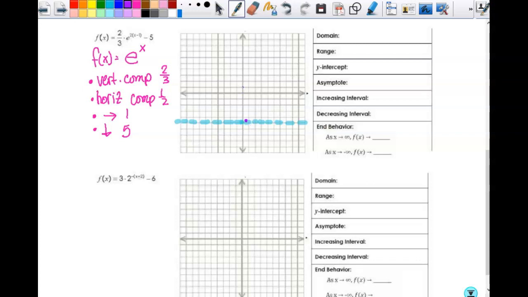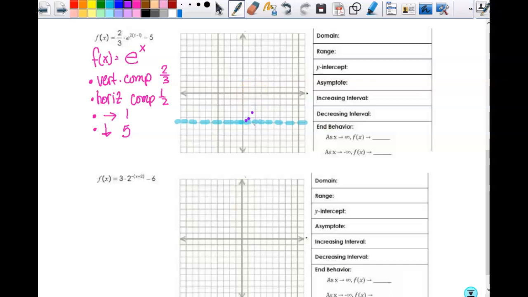(0, 1) is my next point. Vertical compression of 2/3. Horizontal compression of 1/2, which doesn't change anything. Then go to the right 1 and down 1, 2, 3, 4, 5. Right. Then when x is 1, y is about 2.7. So when I multiply that by 2/3, I can think about that as being like 27. So I divide by 3 and get 9, multiply by 2, get 18. So it's about 1.8. Horizontal compression by 1/2. Move to the right 1 and down 1, 2, 3, 4, 5.